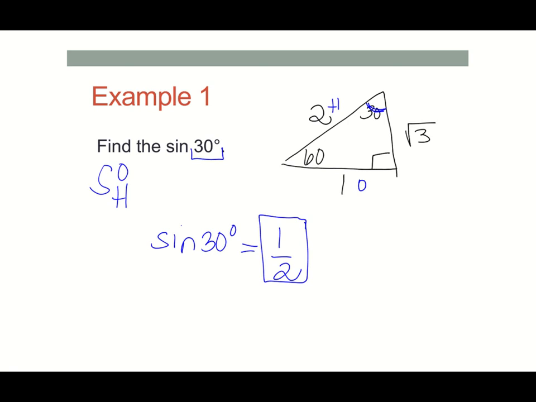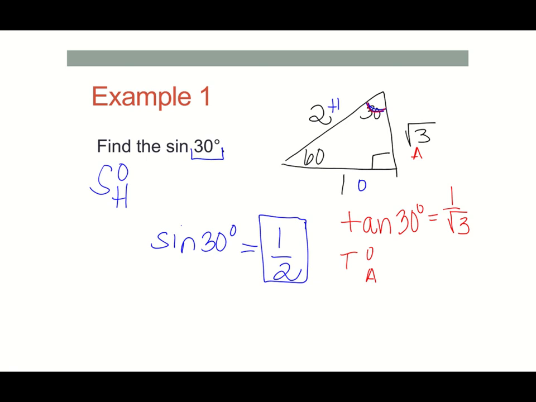We can do this for many other ratios. We could do cosine of 60, we could do tangent of 30, we could do lots of other ones. So let's say we want to do tangent of 30 degrees. We're using the same angle up here. Now, tangent is opposite over adjacent. So opposite is 1, adjacent is square root of 3. Now 1 over square root of 3.